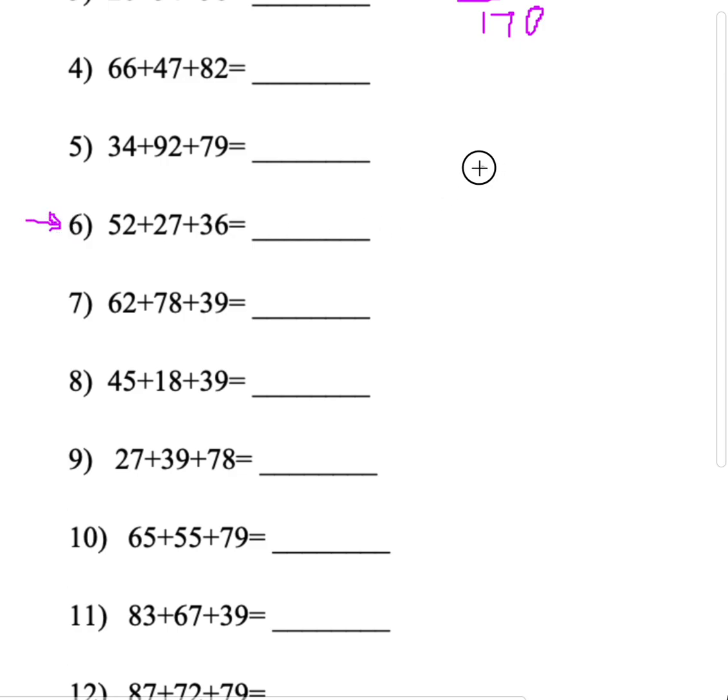Let's look at number 6. So this is 52 plus 27. So 2 plus 7 is 9, and 5 plus 2 is 7. We add the 36. 9 plus 6 is 15, so we add the 1 on top here. 1 plus 7 is 8, 8 plus 3 is 11. So number 6 is 115.